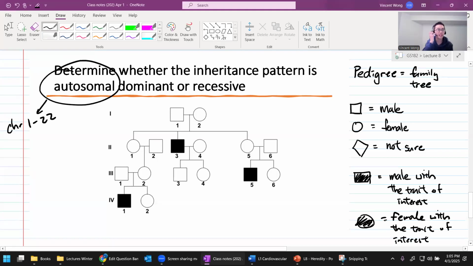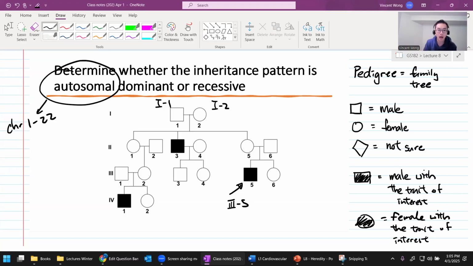Okay. I'm going to ask you a few questions just to see whether you are with me or not. So this person right here is 1-1. This person is 1-2. This person is 3-5. You understand how to refer to them? You use the Roman numeral on the side first to specify which generation, and then you use the regular numbers, which are actually Arabic numbers, to specify which individuals you're talking about.